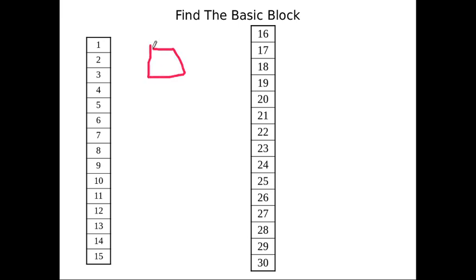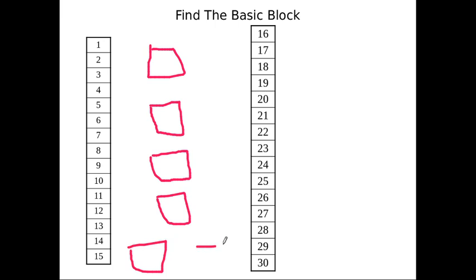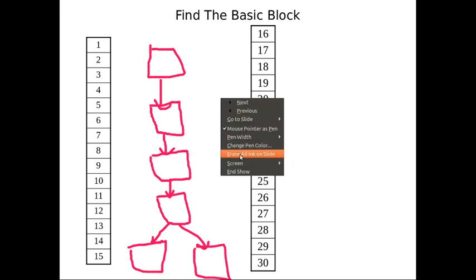So block 1, block 2, block 3, block 4, block 5, and block 6. Block 1 to block 2, block 2 to block 3, block 3 to block 4, block 4 to block 5, block 5 to block 6. How are we getting this? No answer.